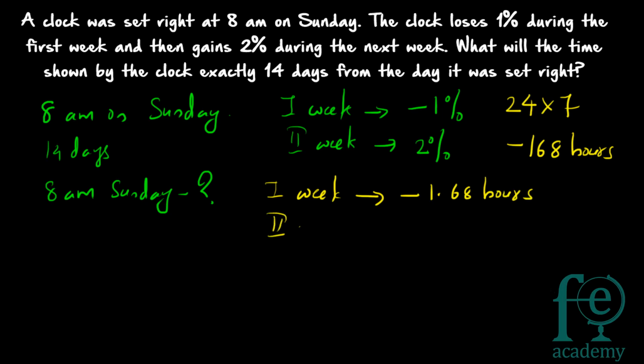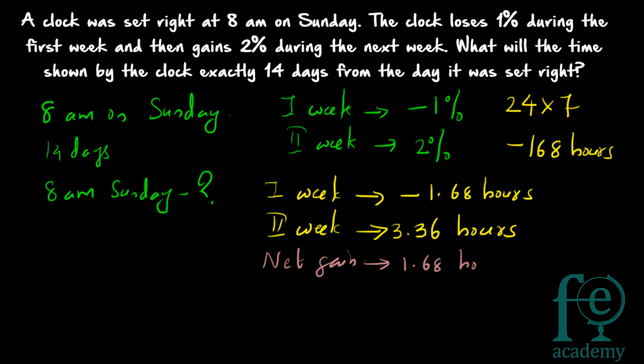But in the second week, what is happening? The clock is gaining 2%. Again a week is 168 hours, so 2% of 168 gives you 3.36. So in the second week, the clock is gaining 3.36 hours. So what is the net gain? The net gain will be equal to minus 1.68 plus 3.36, which gives you 1.68 hours. So the clock will be gaining 1.68 hours in 14 days.